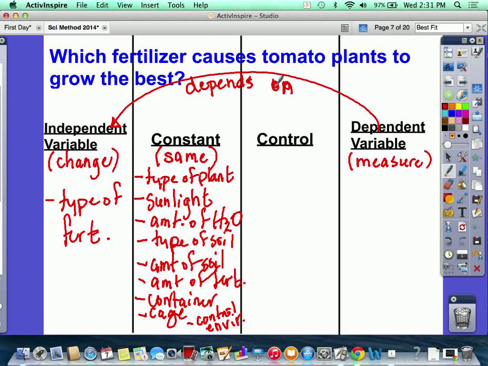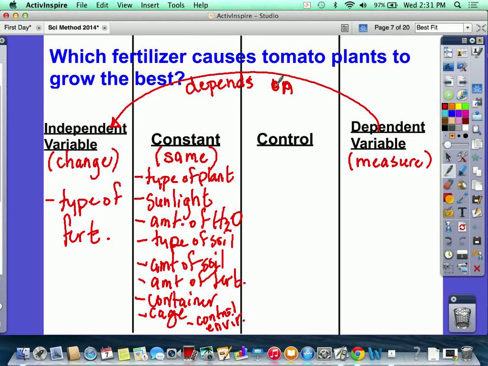Our question again: which fertilizer causes tomato plants to grow the best? We're going to change the type of fertilizer, but how are we going to measure the success of that fertilizer? What are we going to measure to tell us which type of fertilizer worked the best? What are we going to measure, DJ? Okay, be specific. What about them? See how big they got?